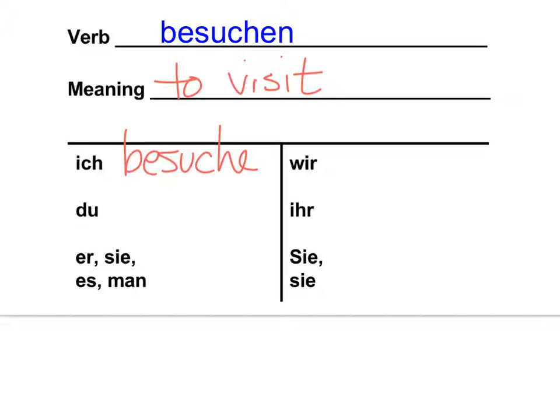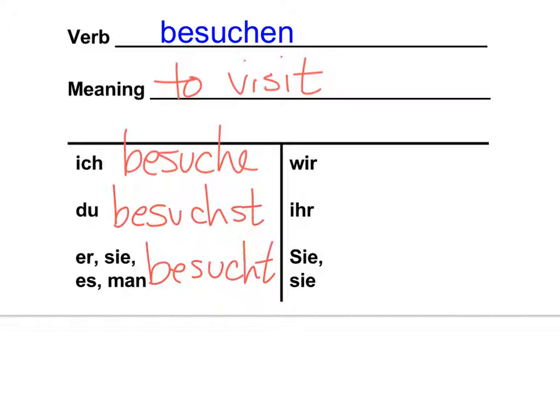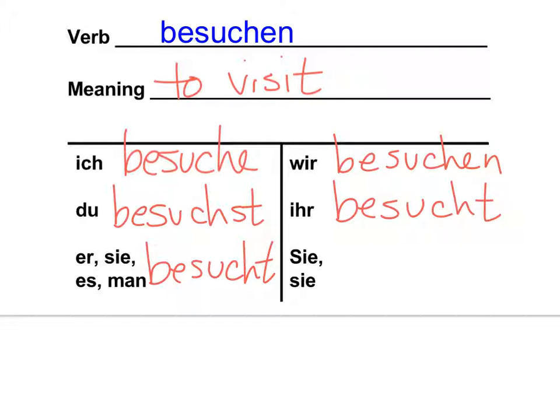Alright, moving on. What's du going to become? Besuchst. There's the yes man. Besucht. Wir? Besuchen. Ihr? Besucht. Und sehen Sie? Besuchen. We're getting there.